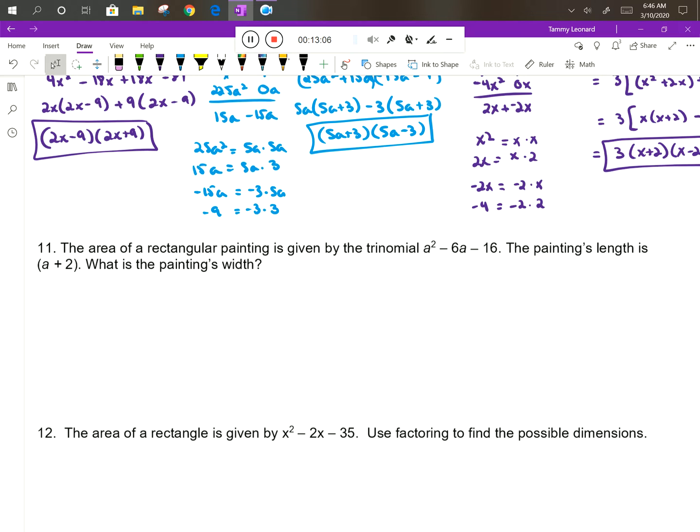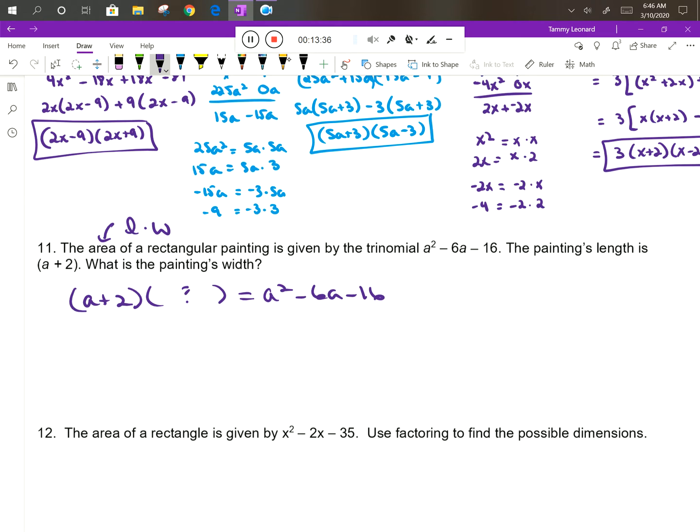Okay, so we know that if we multiply two binomials together, we're supposed to get a squared minus 6a minus 16 because area is length times width. We're told that the length is a plus 2, and what we don't know is that other factor. So basically what we need to do is factor this trinomial. We would expect that one of the factors would be a plus 2, and so we could then find out whatever the other factor is would be the width.